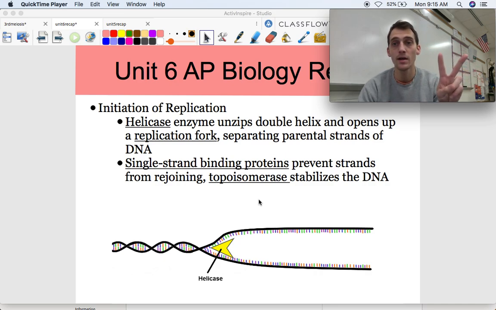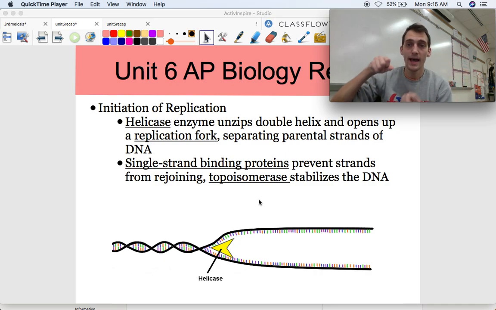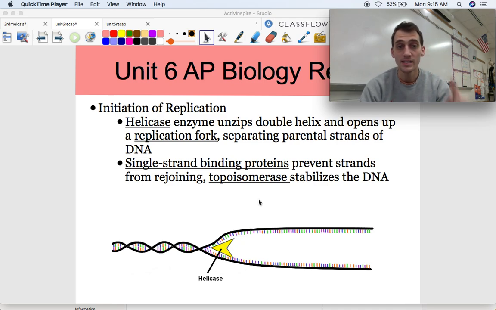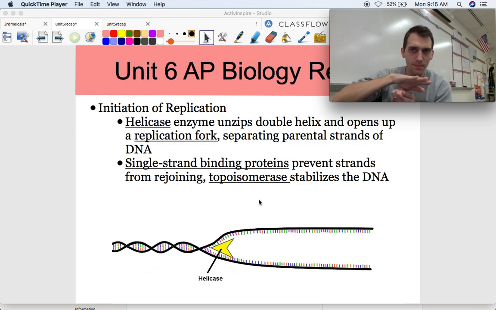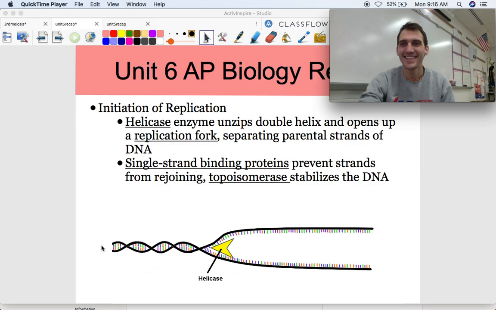Two proteins are going to be stabilizing and making sure that this DNA strand stays open and it's not completely messed up. Single-strand binding proteins prevent strands from rejoining and just forming back together. And a special enzyme called topoisomerase stabilizes the DNA and prevents what's called supercoiling, right? If you split apart these 2 strands, it's going to get extra twisty upstream. Yeah, and you can use that on your test. Say extra twisty upstream of where the replication fork is, and there's an enzyme called topoisomerase that prevents that from happening.